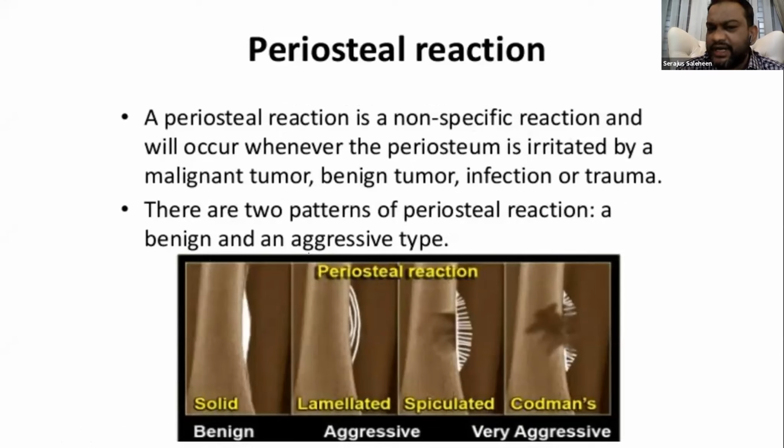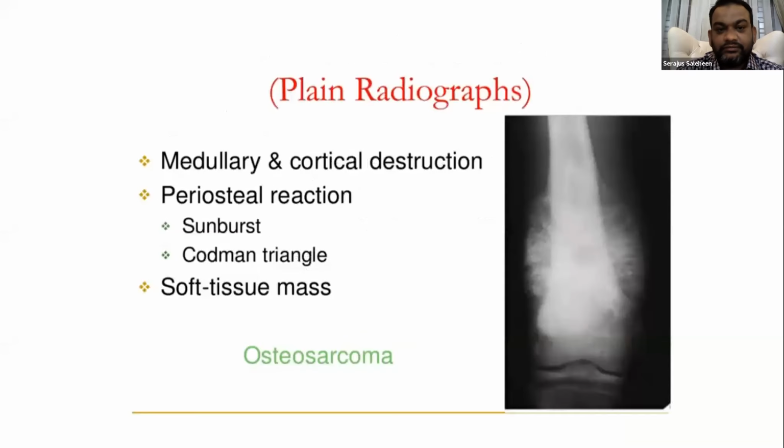A periosteal reaction is a non-specific reaction and will occur whenever the periosteum is irritated by a malignant tumor or a benign tumor or any infection or any trauma. So there are two patterns of periosteal reaction we find. One is the benign pattern and another one is the aggressive type. Now I am going to show some X-ray features of some malignant and benign tumors.